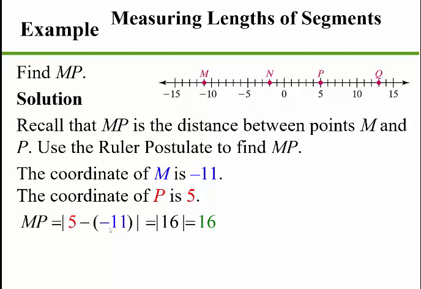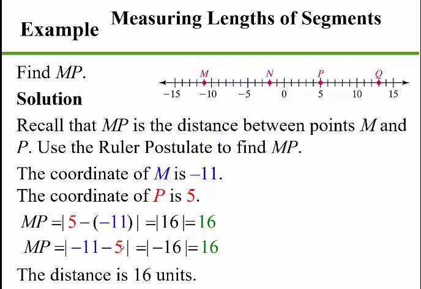The distance between the points is 16. Now forgive the slides, there's a little typo here. This is supposed to be PM. PM is equal to the bottom coordinate M, -11, minus the top coordinate P, which is 5. So -11 minus 5 is -16. And the absolute value of -16 is still 16. So the distance is 16 units.